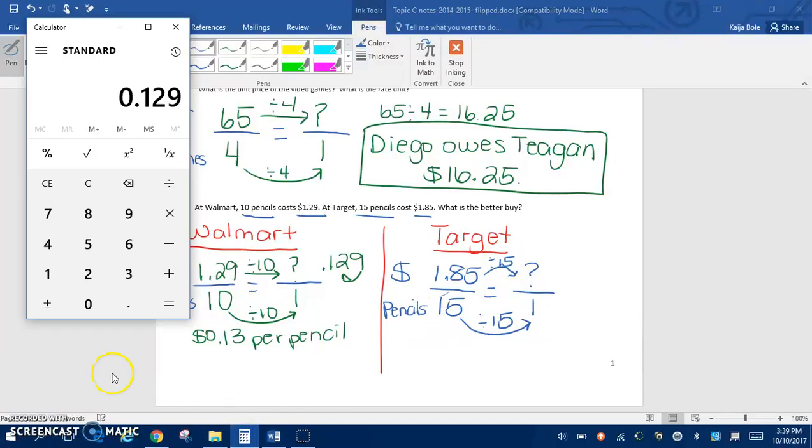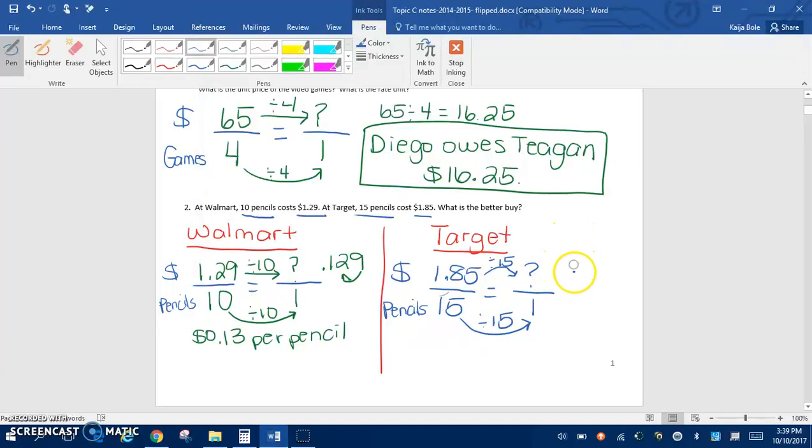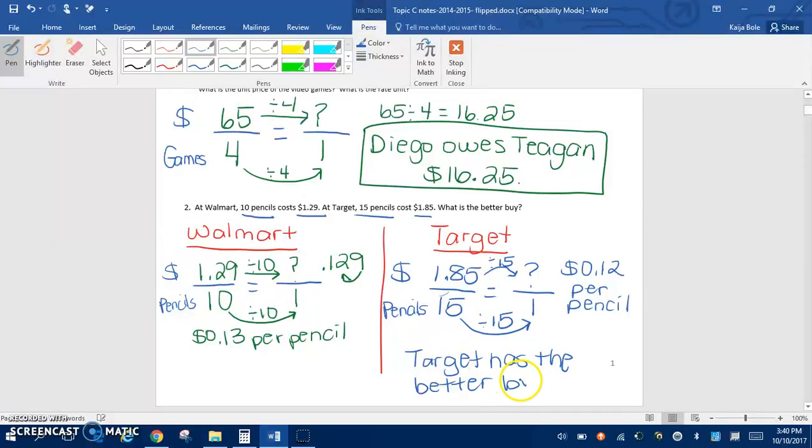So in the calculator, we do 1.85 divided by 15. And that gives us 0.12, right? Because the 3 would round us down. So this is 12 cents per pencil. So now we want to look and see who has the better deal. And we see that Target is cheaper per pencil. So we would say Target has the better buy. Alright, and that is our answer for that one.